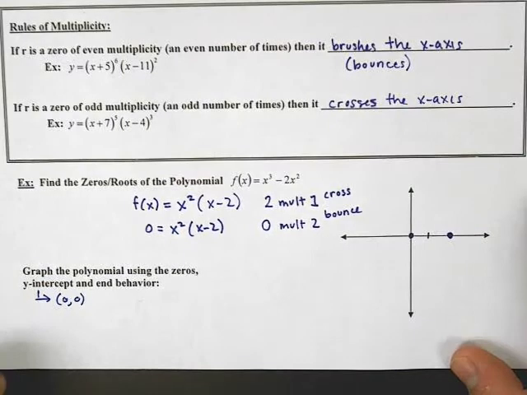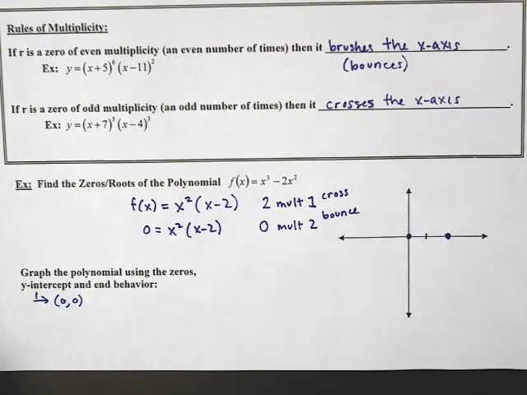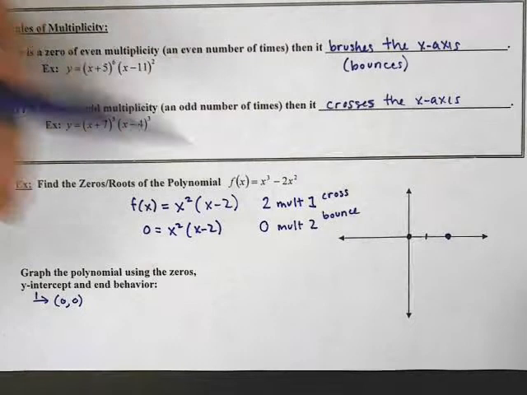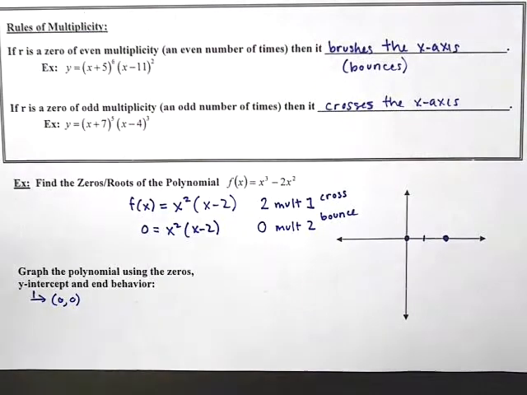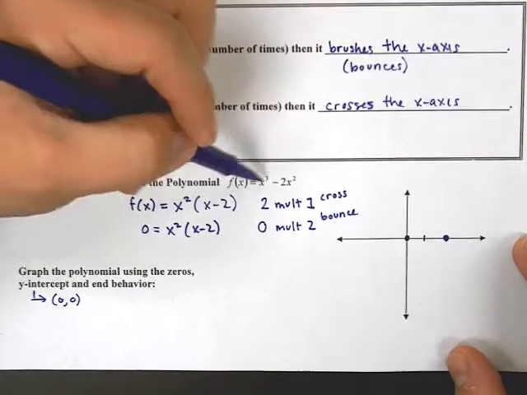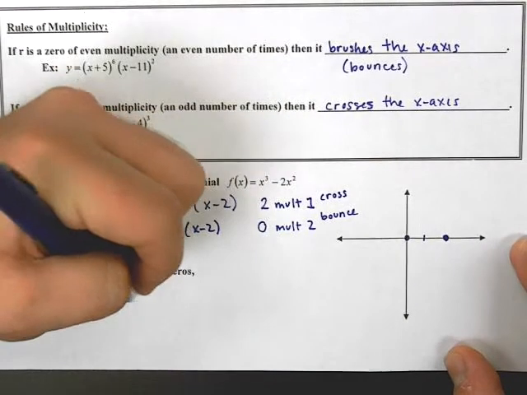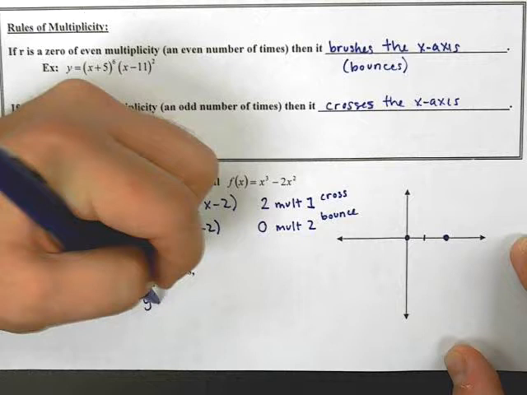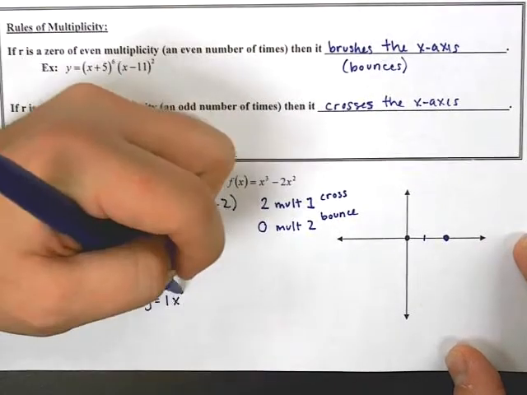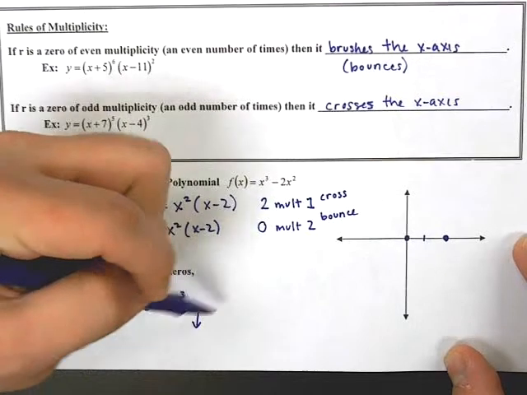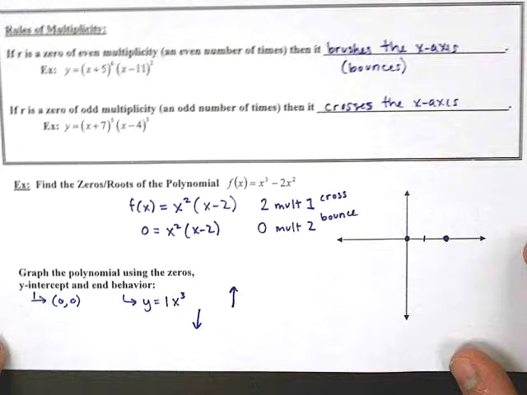And again, hopefully you remember, for the end behavior, we look at the first term, or the term with highest degree. So I'm looking right here. I see that the leading coefficient is a 1, and I see that my highest degree term is x cubed, so this should go down, up.